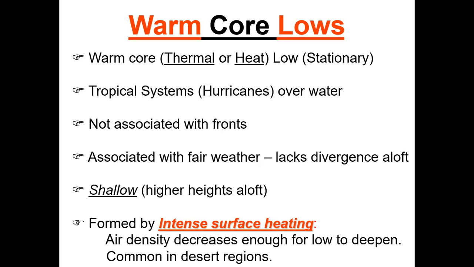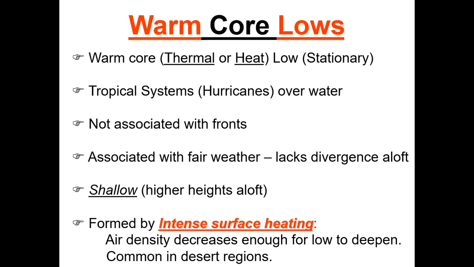There could be a thermal, or what's known as a heat low, and this typically happens over the heated valleys of Southern California, especially in the summertime when the sun's radiation is much more direct. With that warm core or heat low, they generally tend to remain stationary. I should mention that. The other type of low I was going to mention are tropical systems. That's another type of warm core low.